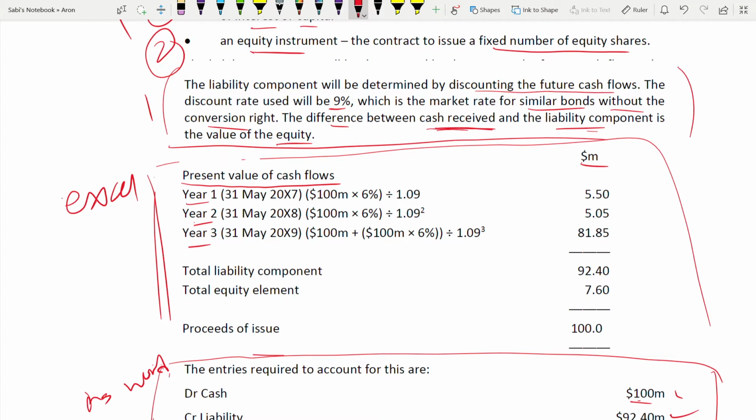But it's advisable, okay? At least you can write y1, y2, y3. It's understood that is year one, year two, year three. Because whenever a bond comes, you need many years. Because the bond is for 3 years. So 2007, 2008, 2009.